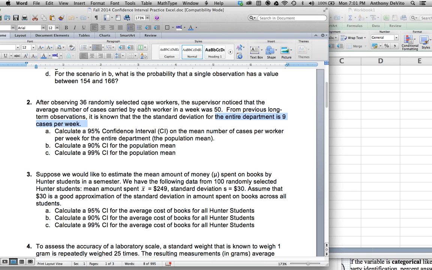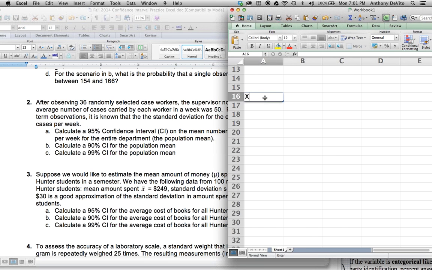Okay, so he sampled 36 workers and measured the number of cases that they covered. The average was 50. So in this case, our X bar is what? 50, right? That's how many cases each one of them did. And our N sample size is 36. They surveyed 36 workers. And our sigma is what? I lost it here. Sorry. 9 cases? Okay, sigma is equal to 9. So we're asked for a 90% confidence interval.